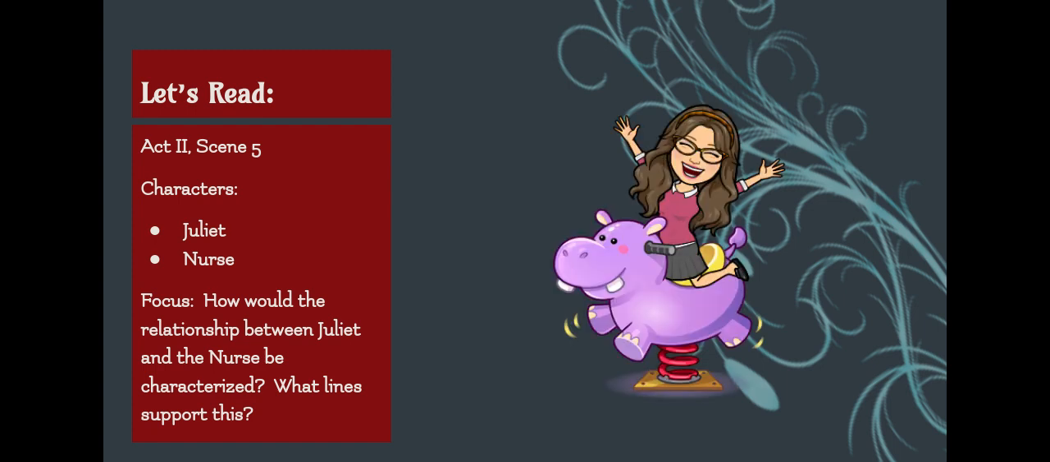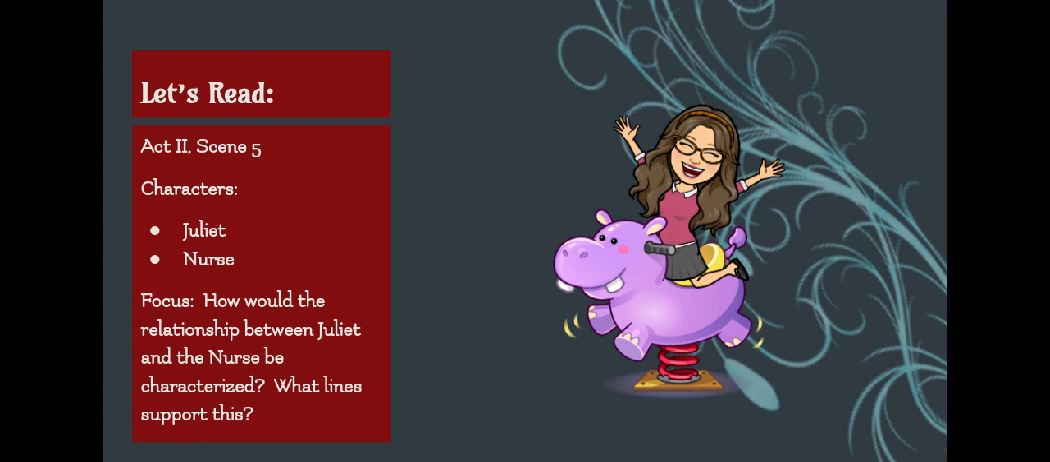Now you are going to listen to and follow along with the read aloud of Act 2, Scene 5 from Romeo and Juliet. As you listen and follow along, I want you to consider the reading focus. How would the relationship between Juliet and the nurse be characterized? What lines support this? And speaking of Juliet and the nurse, they are the two characters that are in this scene.